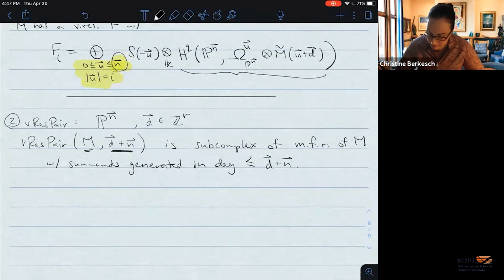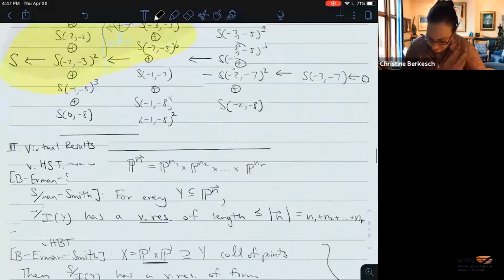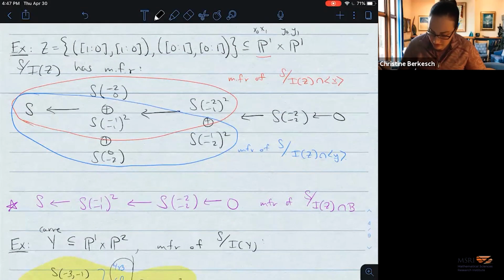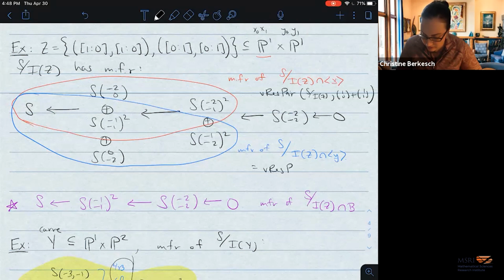Okay, and so actually, if we go back, I hate to do this, but I am going to scroll back up so that we can look at some examples without rewriting them. So we can look here, and you see that actually we could think of this as VRes of the pair for S mod I of Z and the vector (1,0) plus (1,1). So that everything here is less than or equal to the vector (2,1). And then similarly here, this is VRes of the pair for the vector (0,1) plus (1,1).